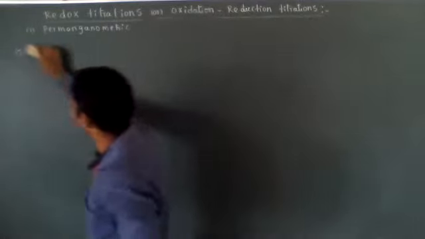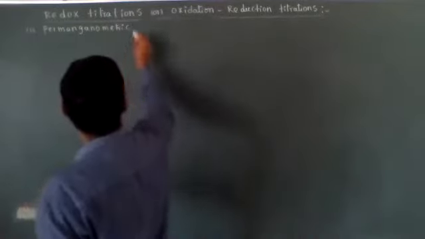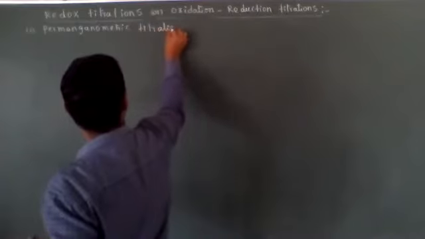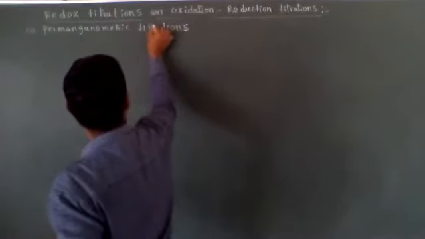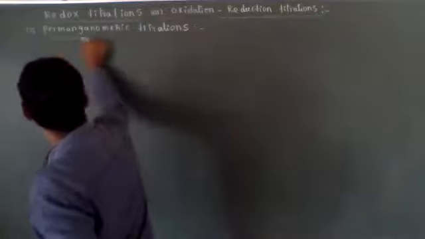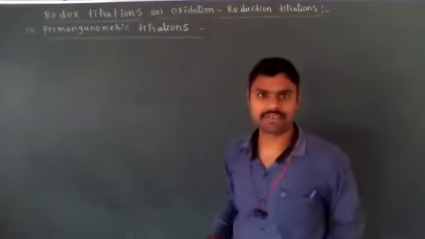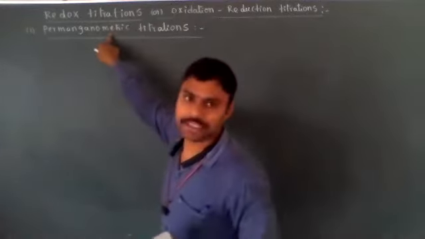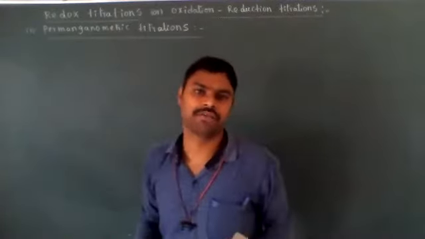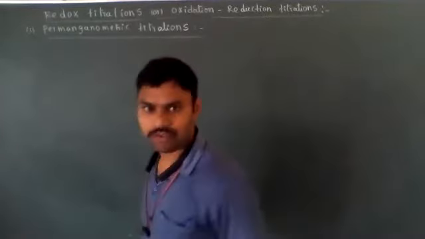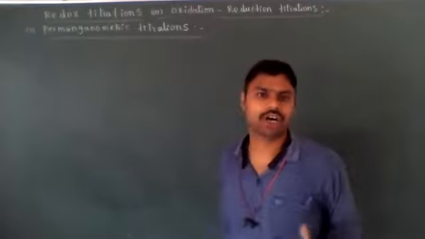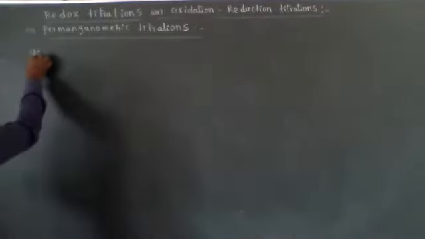Permanganometric titrations. What does permanganometric titration mean? Mainly we are using KMnO4. Permanganometric means potassium permanganate, KMnO4. So KMnO4 is the solution we are using in permanganometric titration. These permanganometric titrations are of two types.